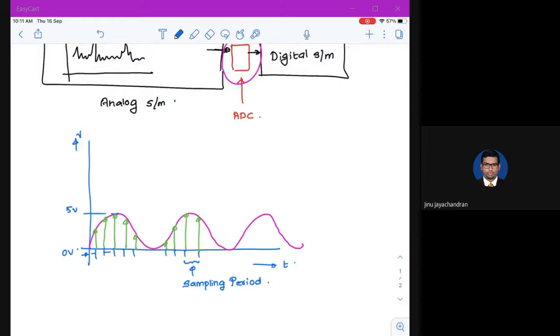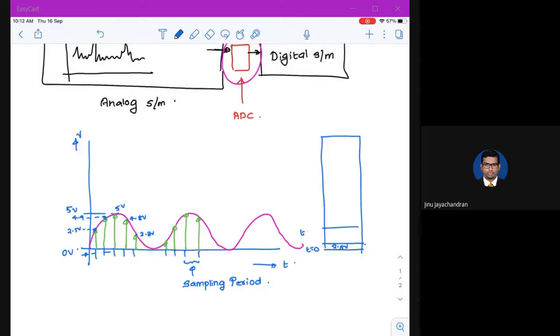Once you sample this, you'll get values something like this. For example, this might be 2.5 volt, this might be 4.9 volt, this is 5 volt, this is again maybe 4.8 volt, this is again 2.3 volt, and so on. So when you sample the signal, the output you are getting will be something like this. At time equal to 0, you are getting 2.5 volt.